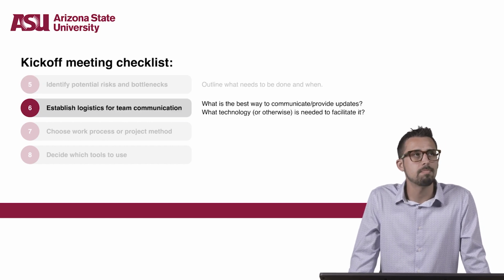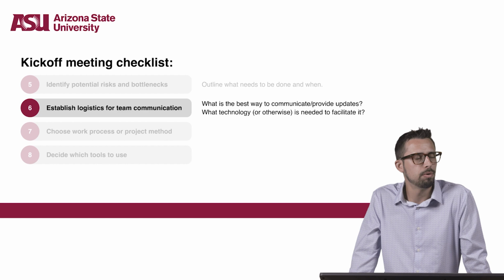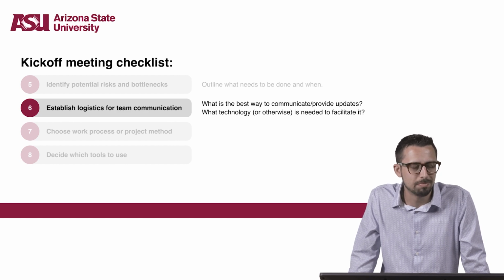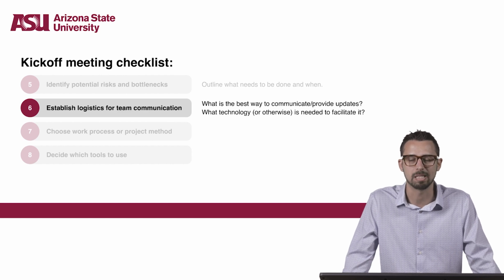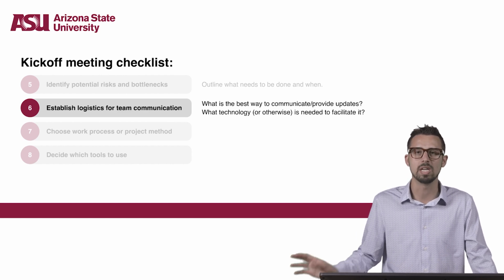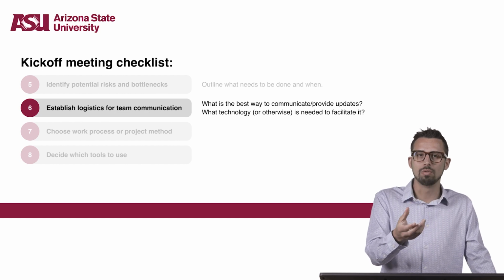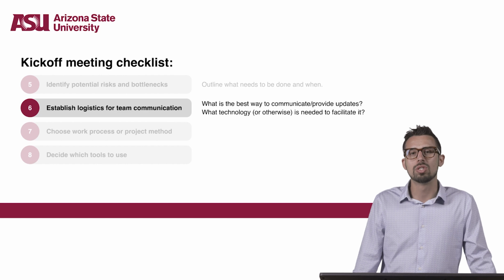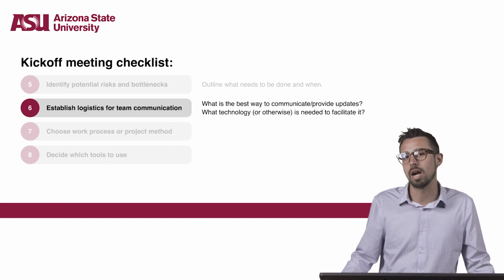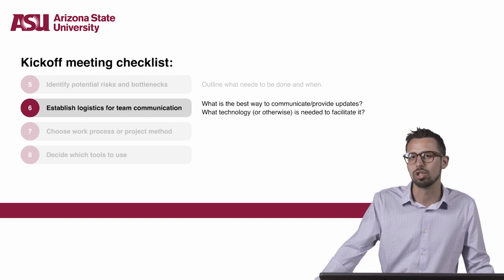Step 6 might be the most important. How will everyone communicate? I usually tell students at the beginning of the semester that if you email me, you can expect a response in 7 to 10 business weeks. I don't care for email, and frankly, neither do most of you. So then we have to figure out what other method of communication to use.